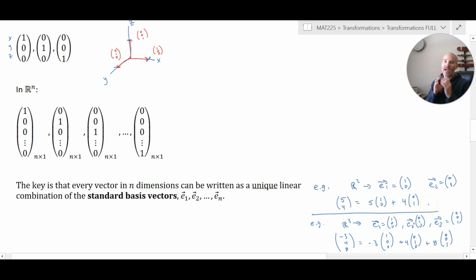So this is valuable. Every single vector in n dimensions can be represented by the n standard basis vectors in that dimension. We looked at an example of R2 where we had e1 and e2. R3 would have e1, e2, e3. R4 would have e1 through e4, etc.